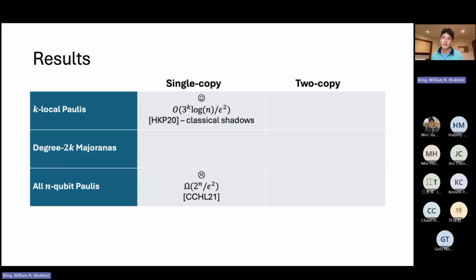But this result is actually much stronger. It says that even if I adaptively pick my measurements based on previous outcomes, the sample complexity is still necessarily exponential. So it's a very nice result.